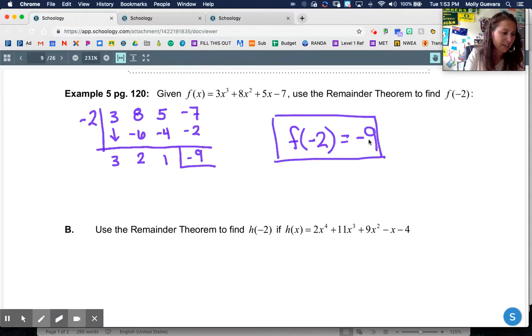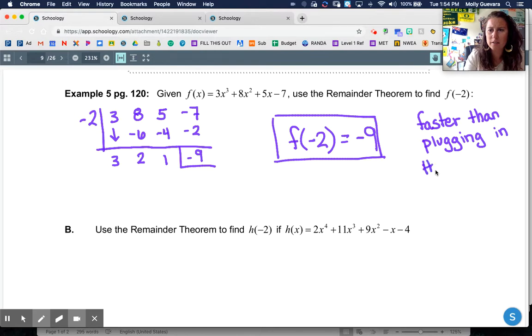And that is way faster than plugging in the number, right? If you don't believe me, go ahead and plug in -2 here and solve, but you will get -9.